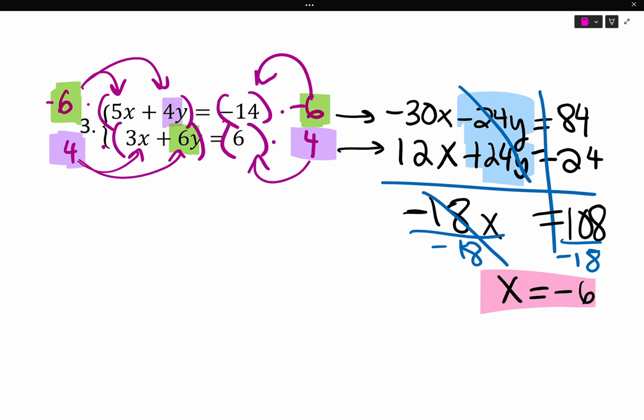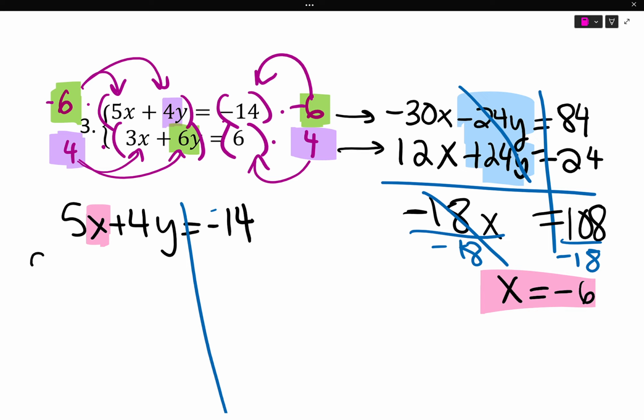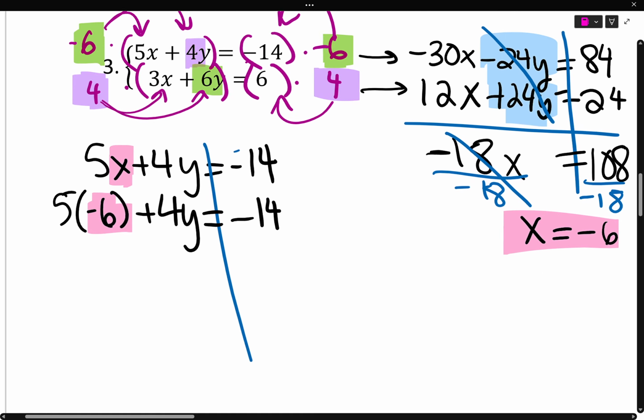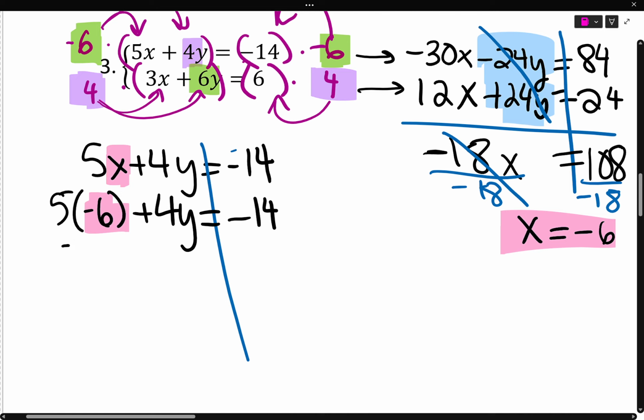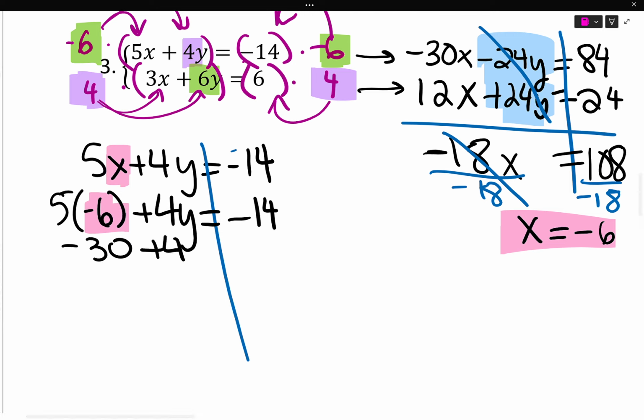Let's plug it into the top equation. Always use the original ones. Not just to be careful, but also you don't want to deal with these large numbers that we get. It's so much easier to make a mistake when the numbers are bigger. All right, so it's 5 times negative 6 plus 4y equals negative 14. Five times negative 6 is negative 30, plus 4y equals negative 14.